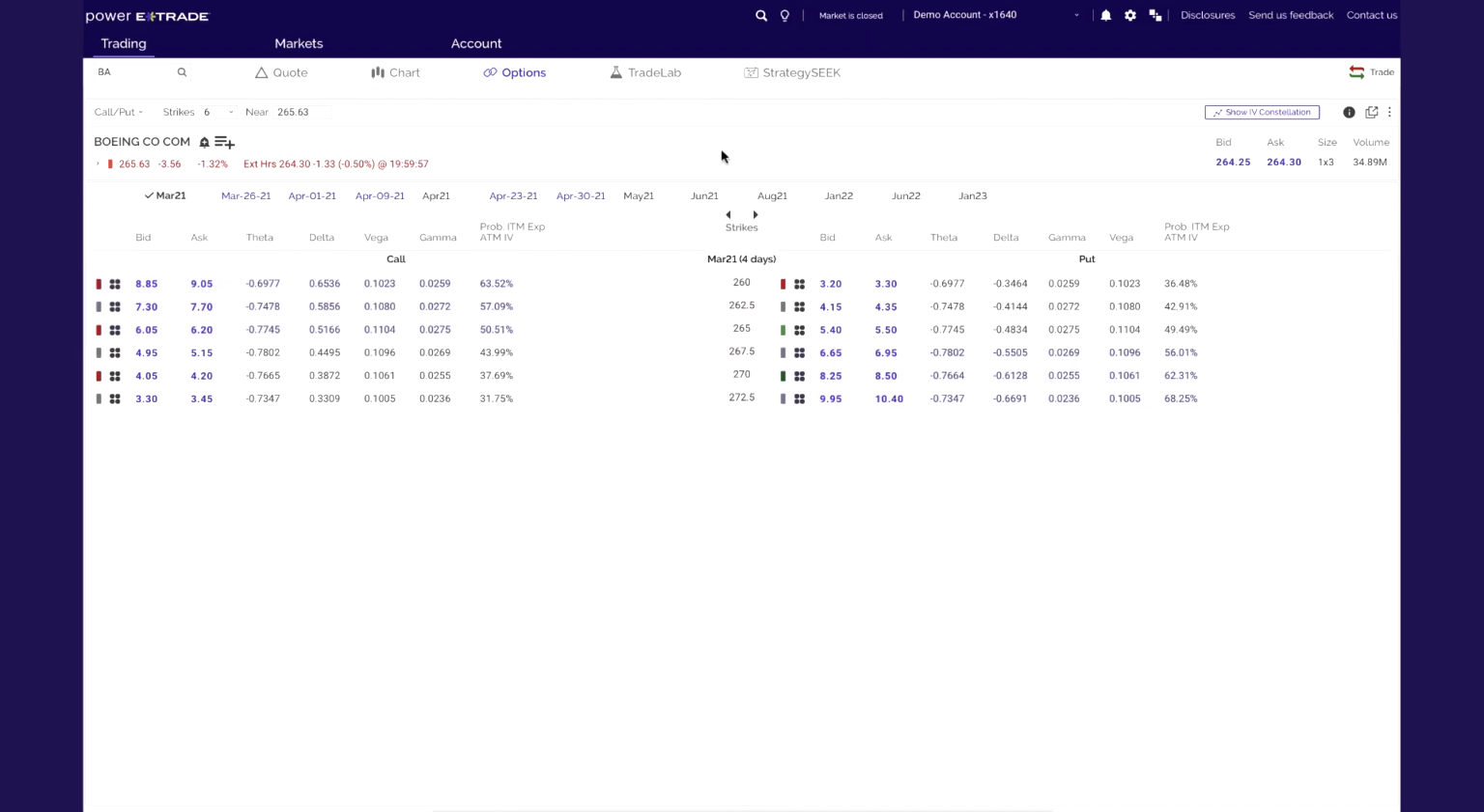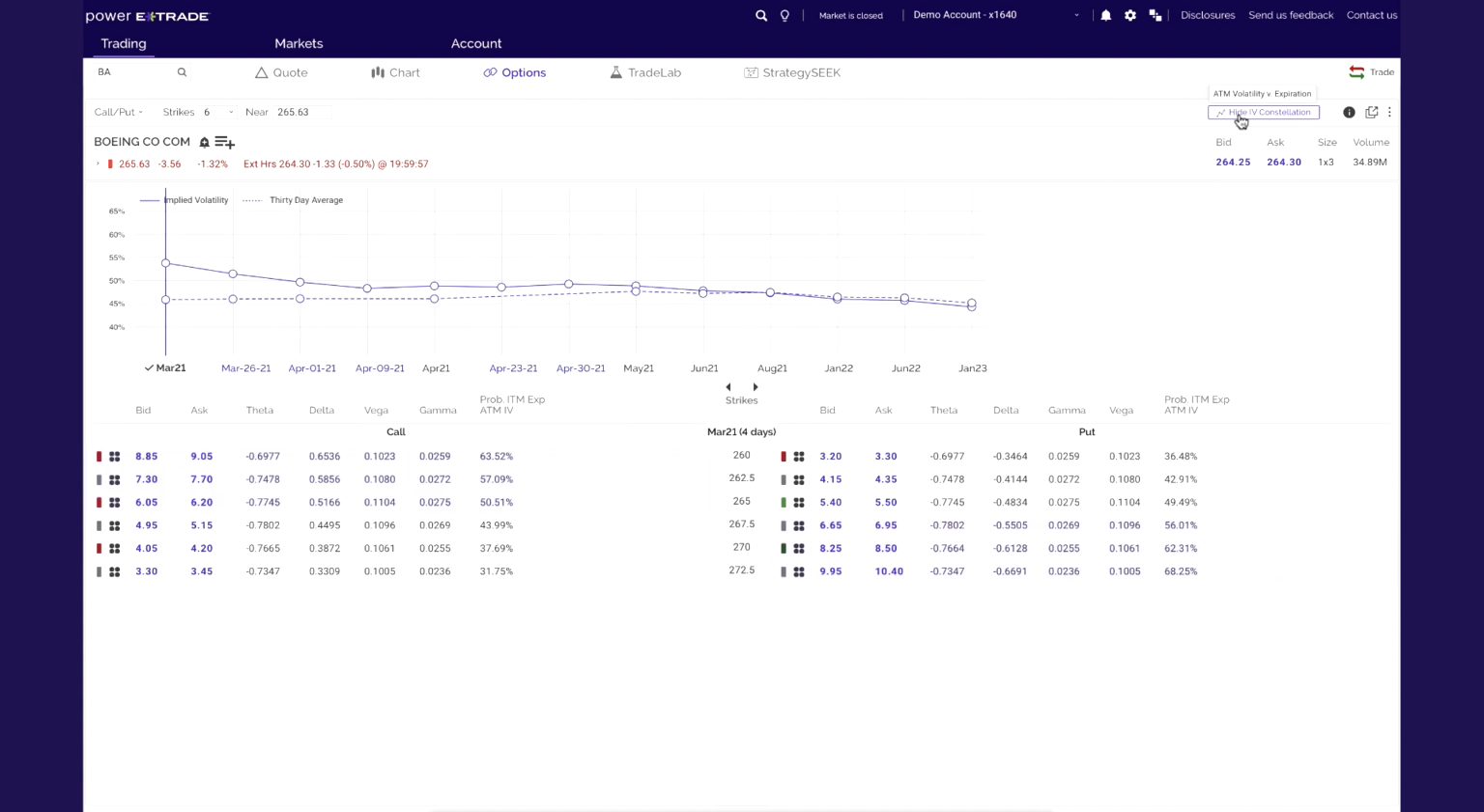For the second trick, I would like to show you some of the tools that allow you to visualize volatility. Let's start by looking at the options chain on Boeing, symbol BA. On the right-hand side, I've got the Show IV constellation. That's going to show the at-the-money volatility versus an expiration relative to one another. You can see that I have the solid line, and it's superimposed over the different expiration cycles. The solid line is the implied volatility over the 30-day average.